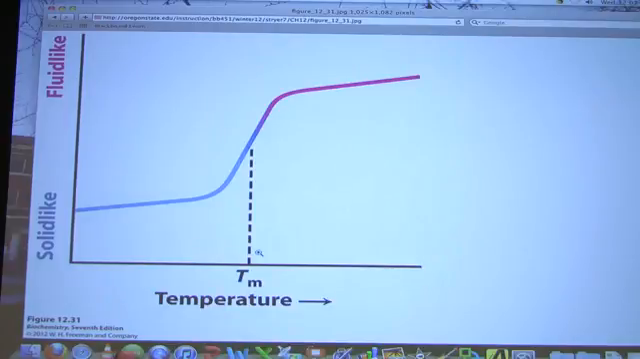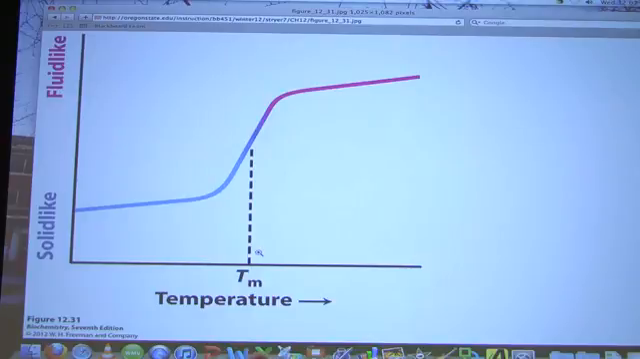That means that at a lower temperature, something that has a lot of unsaturated fatty acids in it will be more likely to be fluid than something that has a low amount of unsaturated fatty acids. All right? On the other hand, if I want a higher melting temperature, I would tend to have more saturated fatty acids in my membranes.